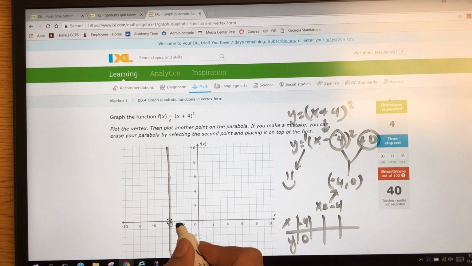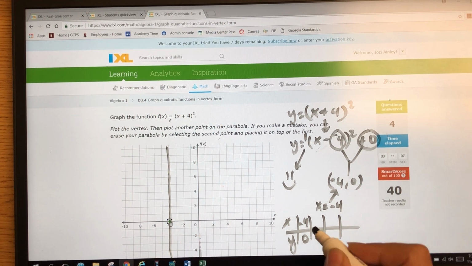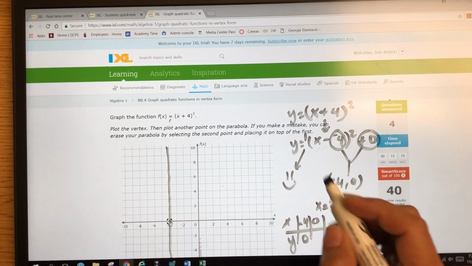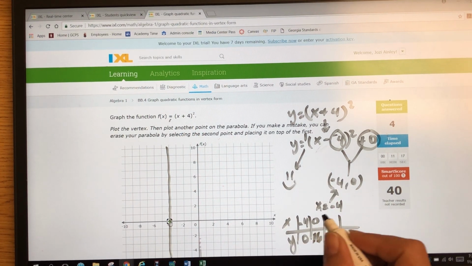And then I'm just going to plot points. Now, I don't like negative numbers. So when I pick my points, I'm going to pick nice numbers. Like I'm going to pick 0. When x is 0, what happens? Plug that back into your original equation. So 0 plus 4 is 4. 4 squared is 16. Okay, unfortunately, that's off my graph.